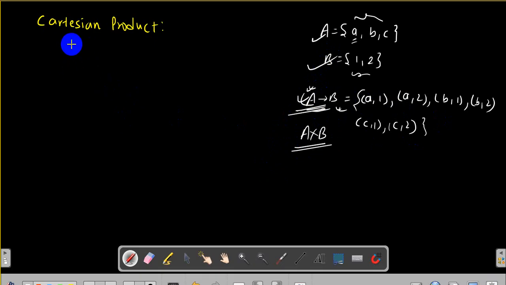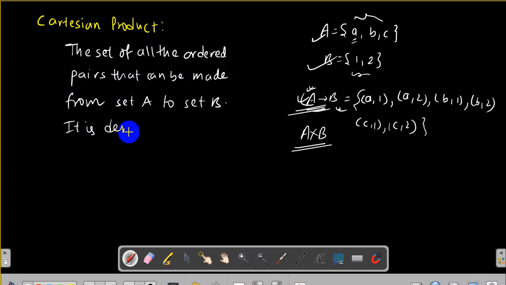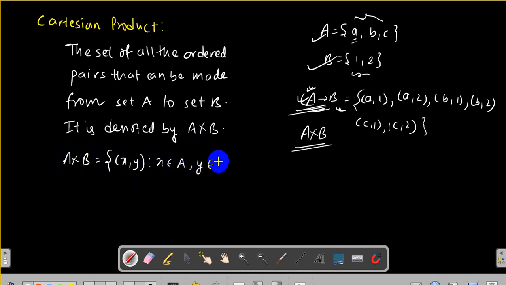Now, definition wise we can say the set of all the ordered pairs that can be made from set A to set B, and it is denoted by A cross B. So, in A cross B, all the first elements of the ordered pairs will be taken from A and all the second elements will be taken from B. So, that is why it is called A cross B, and it is the Cartesian product from A to B. So, symbolically or in set builder form, it can be denoted as A cross B equals the set of ordered pairs x comma y, such that x belongs to A and y belongs to B, like this.